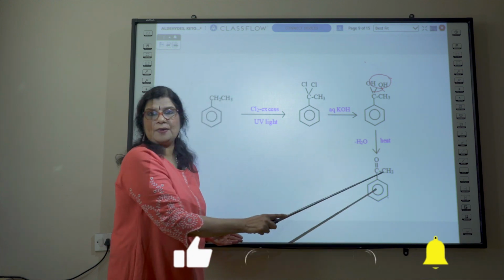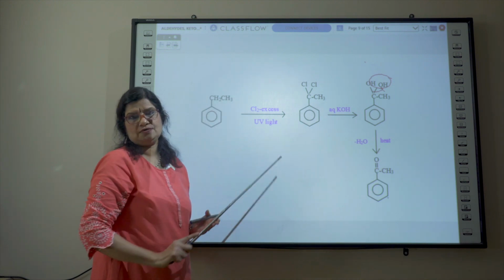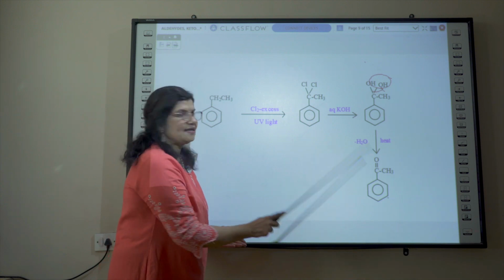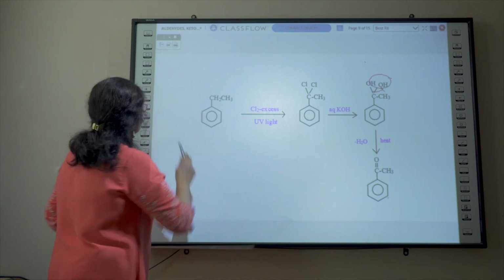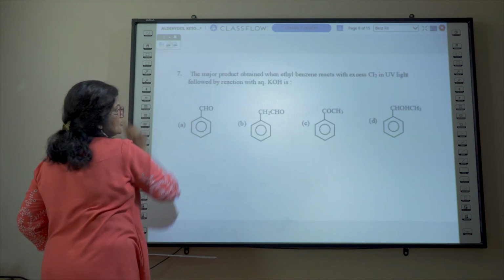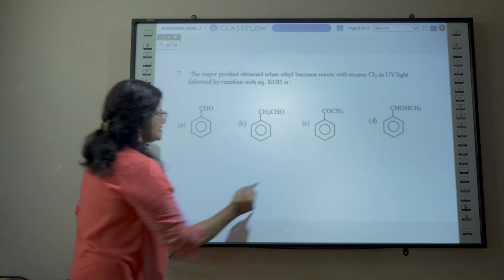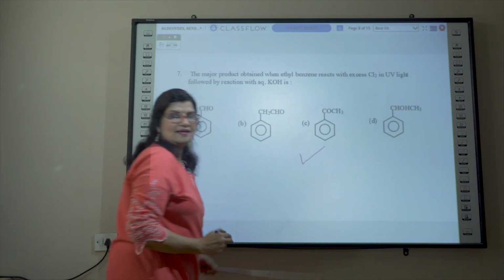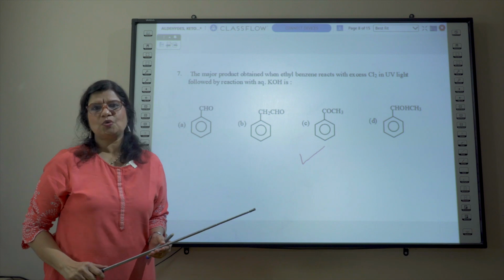What is this compound? Acetophenone. So this is the correct answer. So which option would acetophenone be? It is option C. So option C would be the correct answer to this question.